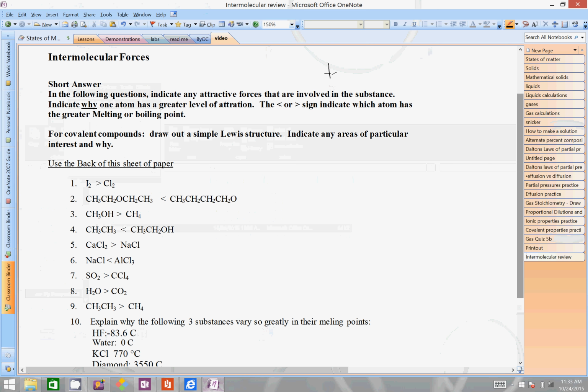It says, use the back of the sheet of paper if need be. For covalent compounds, draw a simple Lewis structure, indicate areas that might be of interest and why. Okay, so in this case, two nonmetals, it would be I like this and Cl like that. You can put your dots on there to show that.